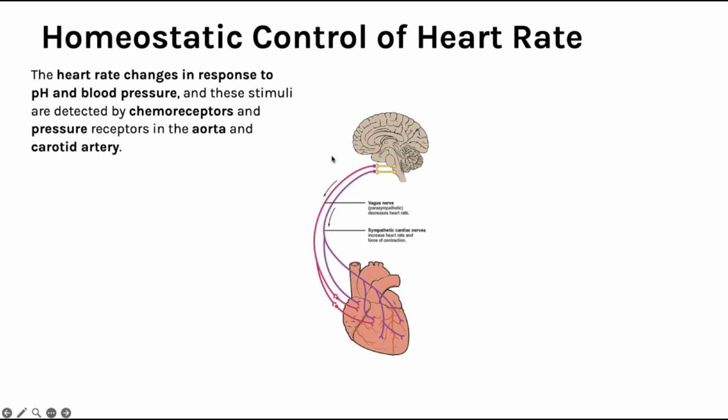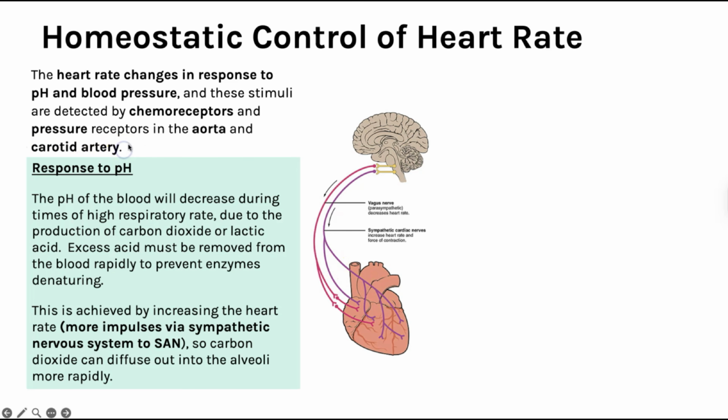So the heart rate changes in response to pH and blood pressure. And these stimuli are detected by receptors. Chemoreceptors detect changes in pH, and pressure receptors, also known as baroreceptors, detect changes in blood pressure. And both of these receptors are found in the aorta and the carotid artery, which is just after the aorta.